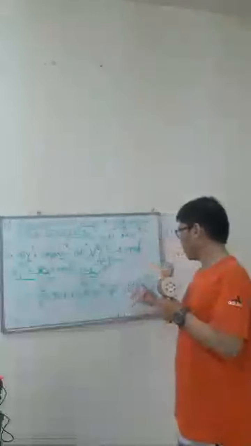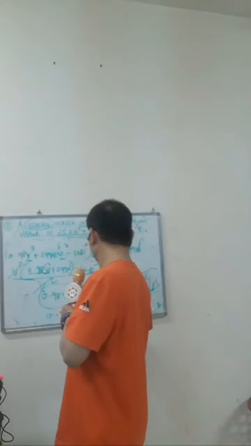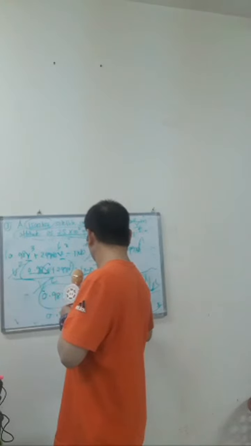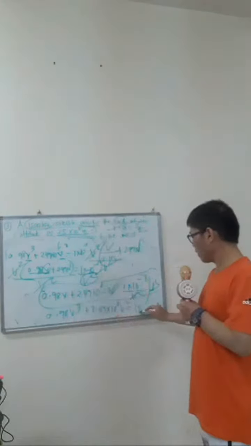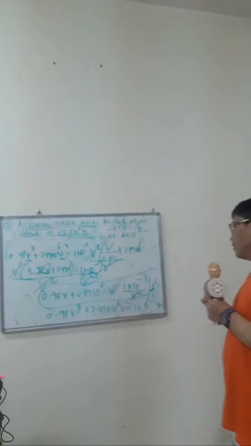0.98V plus 2.49 times 10 to the 6 is 1 times 10 to the negative 11 over V squared. This is your equation. How to remove the V squared? You multiply again, giving V cube: 0.98V cube plus 2.49 times 10 to the 6 V squared equals 1 times 10 to the negative 11.